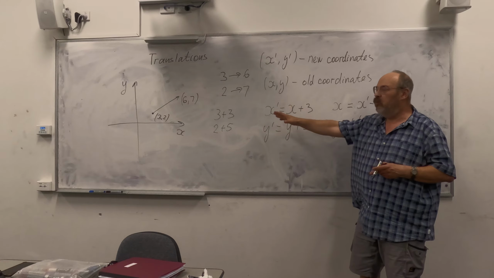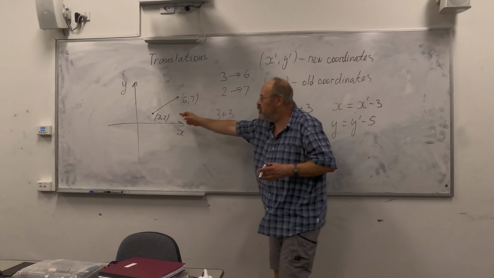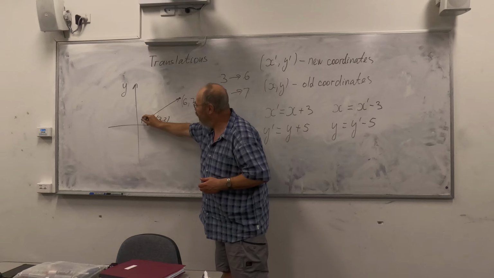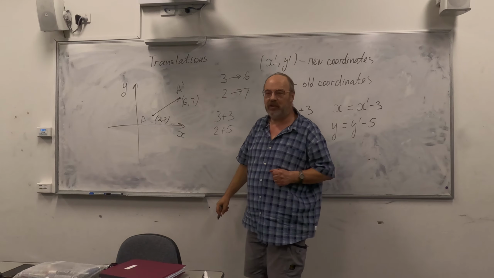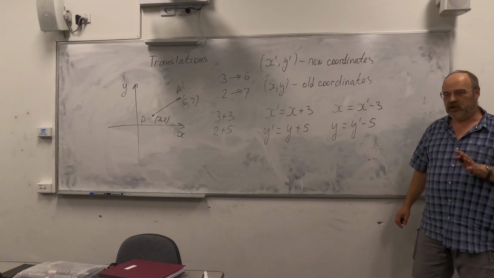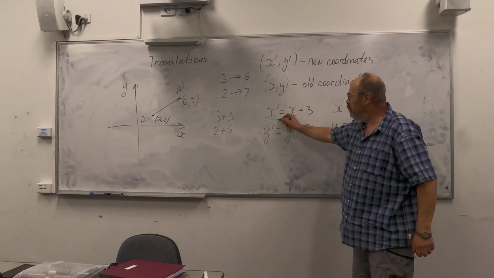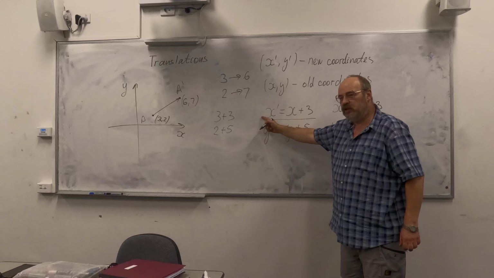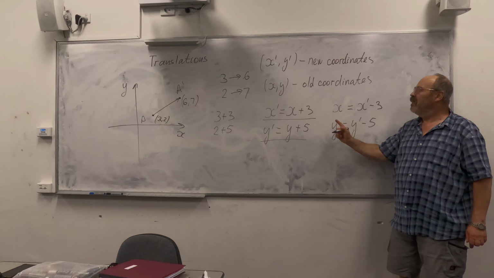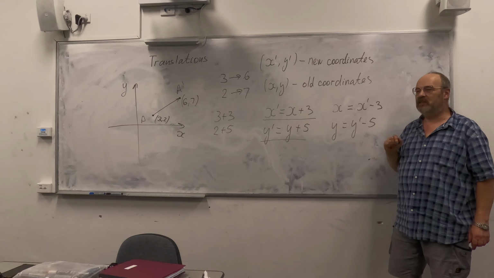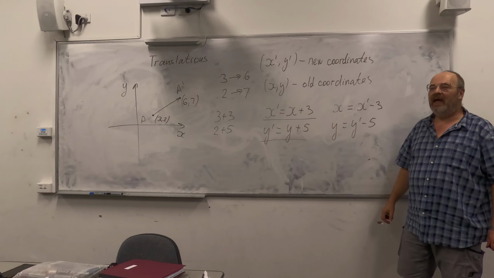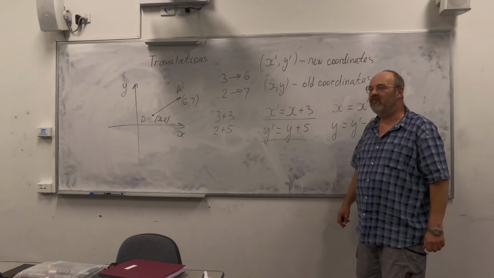Initially I said let's translate point A to a new point A dash. The key to solving all problems with transformations is to write how we get the new coordinate from the old, and then rearrange it to make the old coordinates the subject. And let's see how we apply this if we have a function.